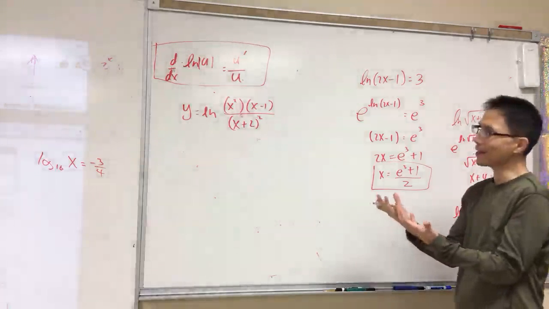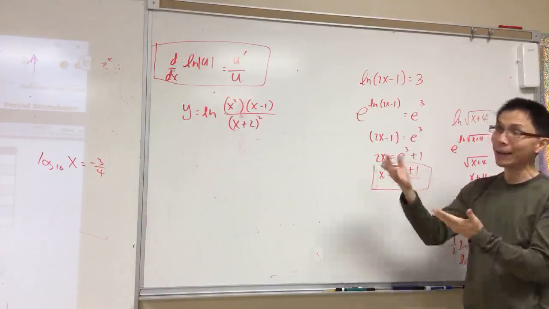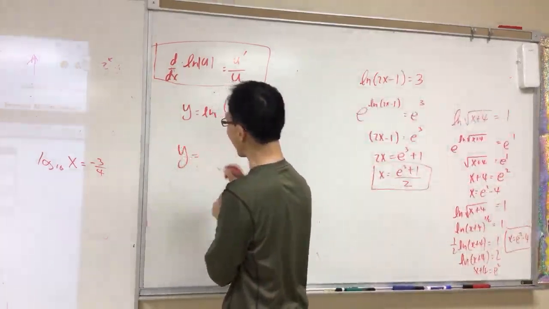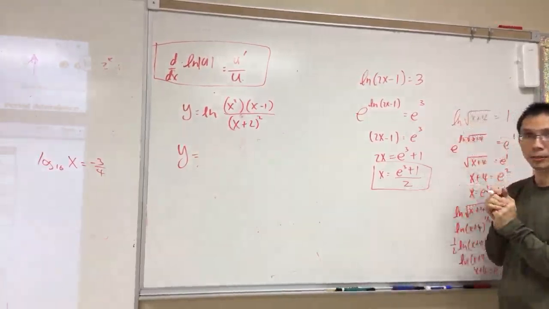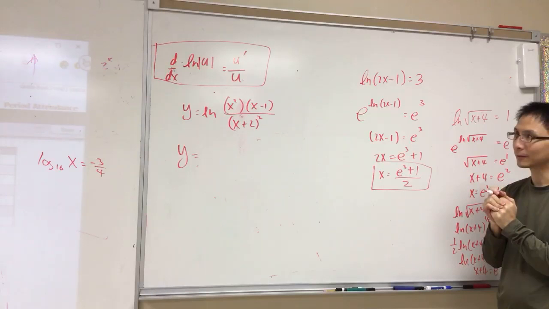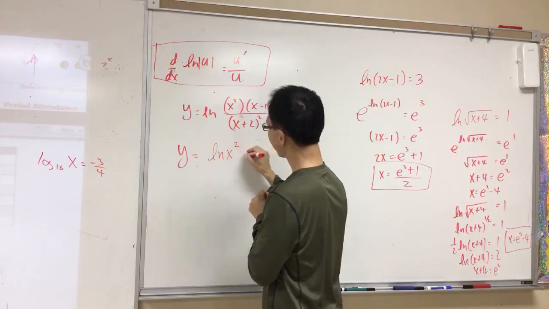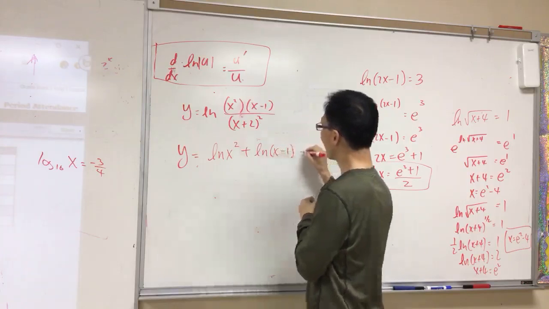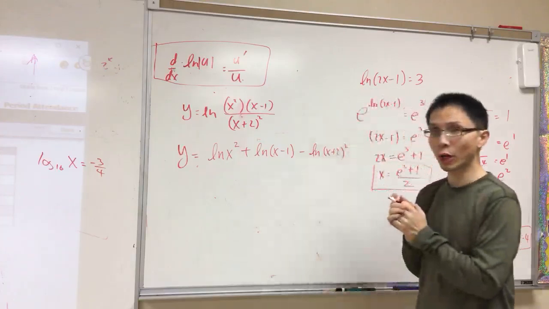The problem is, actually the hard part is not calculus. Because if I know how to expand this correctly, what will happen? Let's expand this correctly before we do calculus. Let's expand this to as many natural logs as possible. So that's natural log of x squared plus natural log of x minus 1 minus natural log of x plus 2 squared. I may expand more.